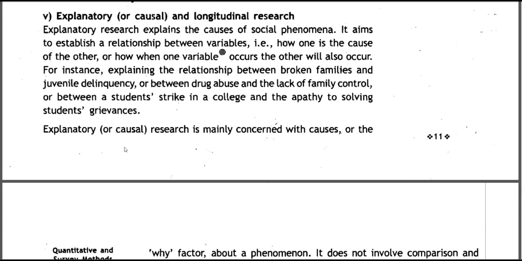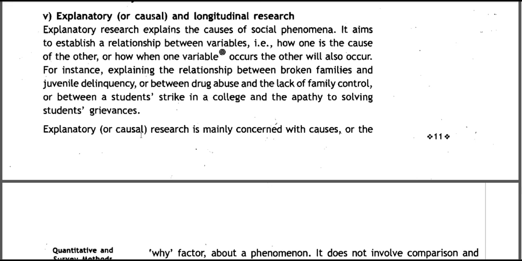Fifth, explanatory or causal and longitudinal research. Explanatory research explains the cause of social phenomena. It aims to establish a relationship between variables, that is, how one is the cause of the other, and how when one variable occurs, the other will also occur. For instance, explaining the relationship between broken families and juvenile delinquency, or between drug abuse and the lack of family control, or between a student strike in a college and the apathy to solve students' grievances.